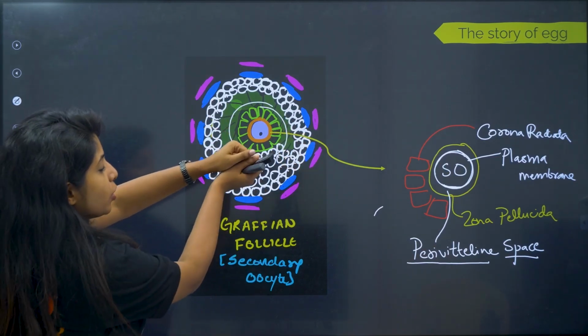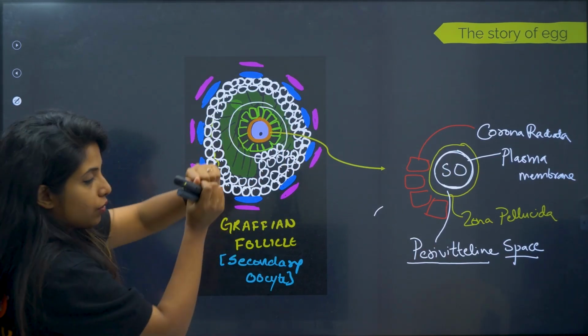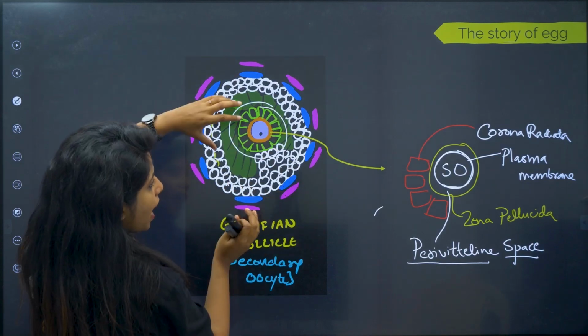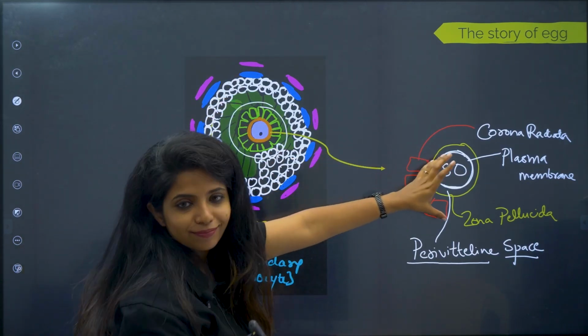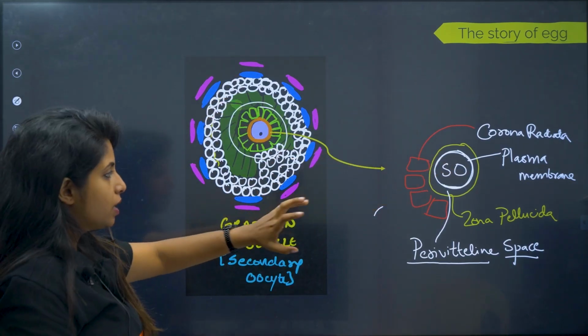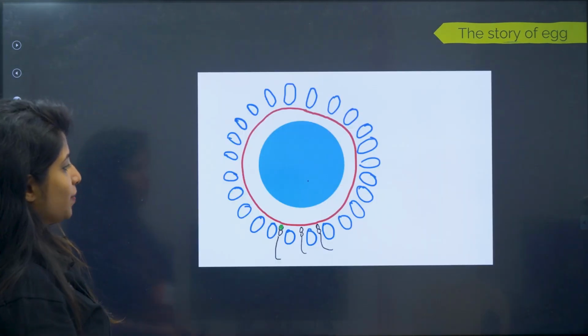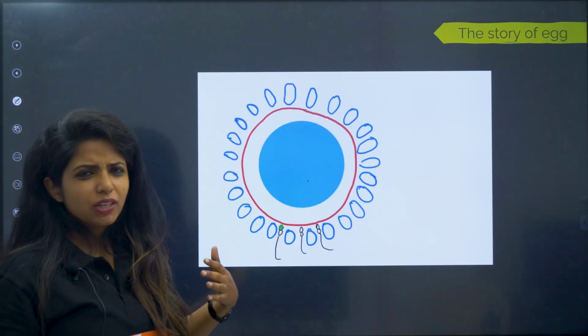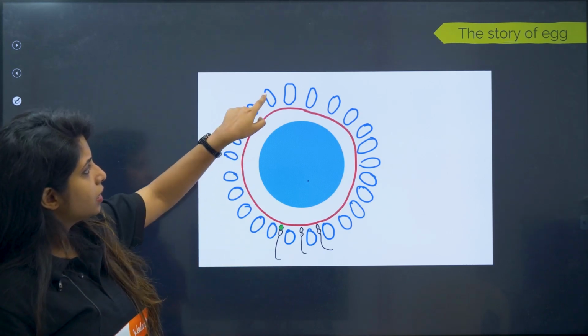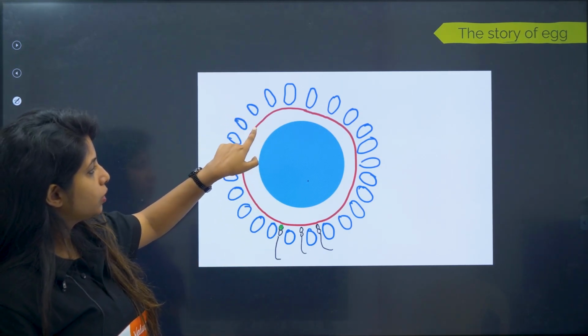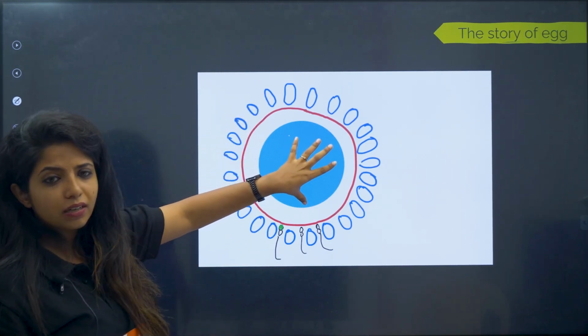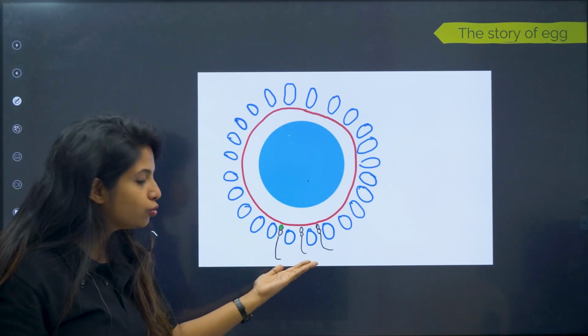So when the Graafian follicle, with the help of the LH surge, bursts open, it releases this secondary oocyte outside. I hope you are able to get it. The secondary oocyte will be covered by all these layers. Now let's go ahead. This is how it looks. I don't need to label it again, I think. This is the corona radiata, this is the zona pellucida, this is our dear secondary oocyte, and these are our sperms.